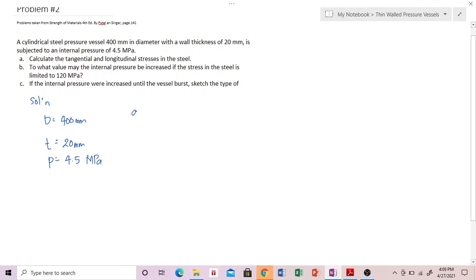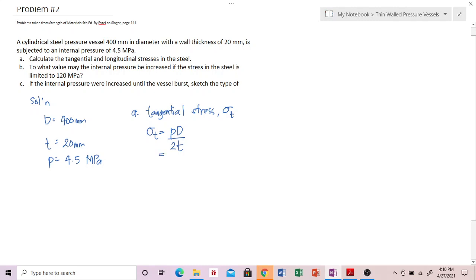Okay, for the tangential stress na muna, that is direct substitution lang. Okay, we have sigma t is equivalent to PD over 2t. Okay? So, simple lang naman class. Alalahanin mo lang that the tangential stress is PD over 2t, then direct substitution.